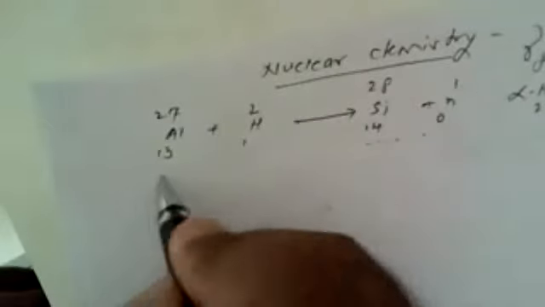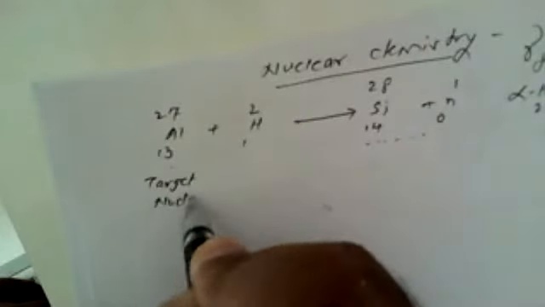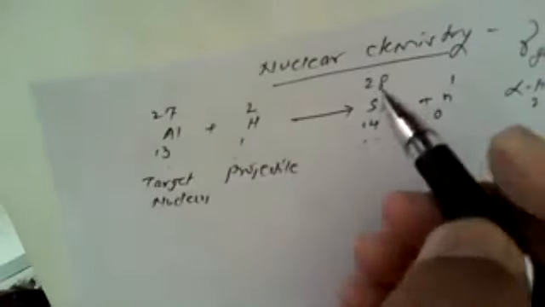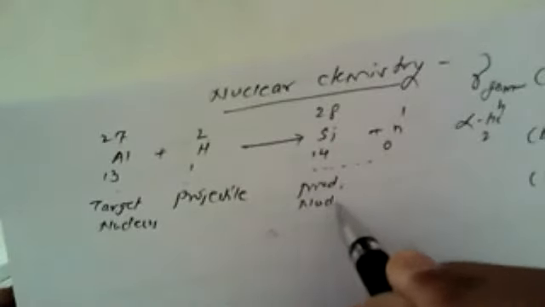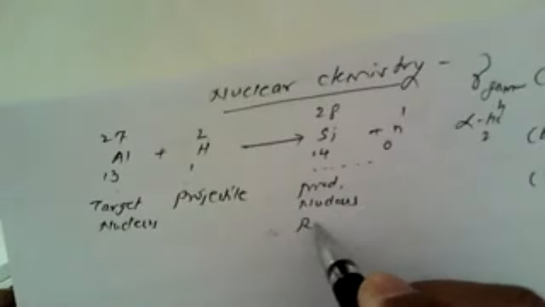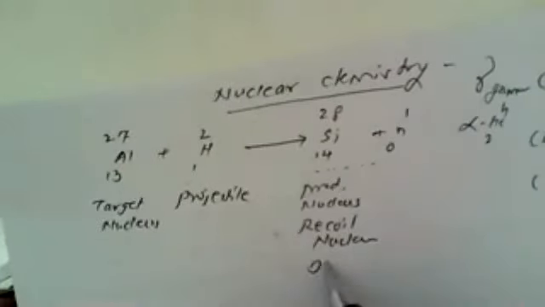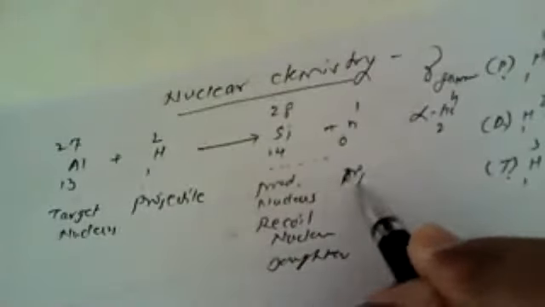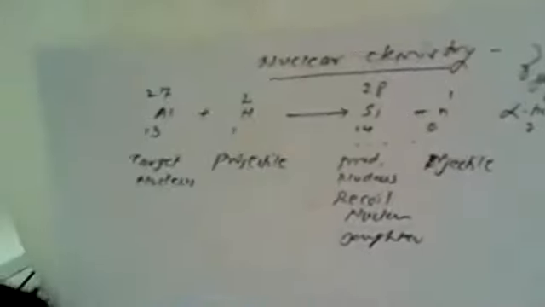So here, this is a target nucleus, as we know, we have studied this. This is a projectile or bombarding agent. This is a product nucleus, which is also known as a recoil nucleus, or also known as a daughter element, and this is an ejectile. This is known as an ejectile, or particle that is ejected.